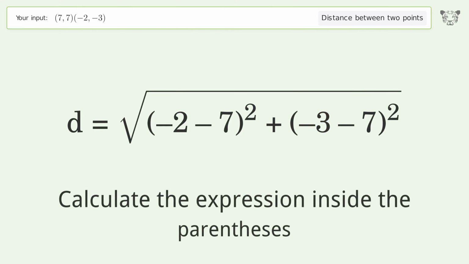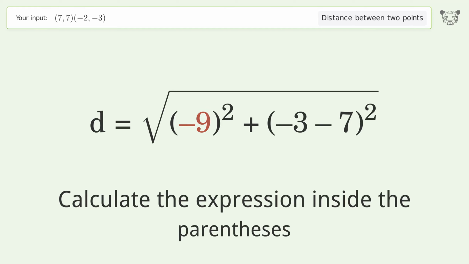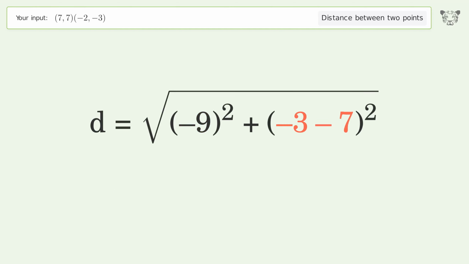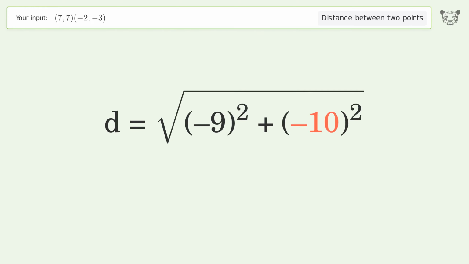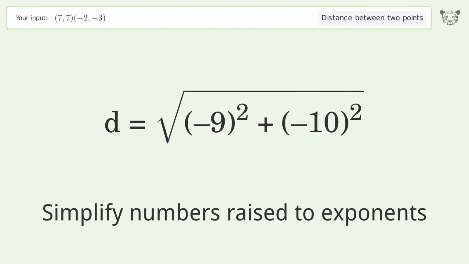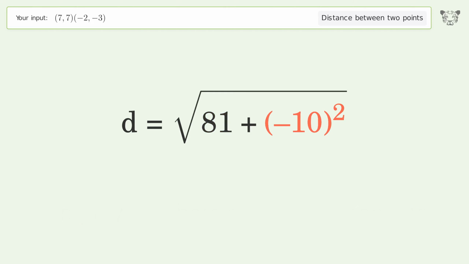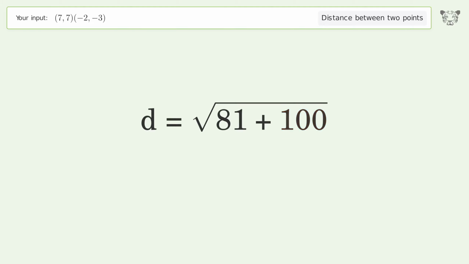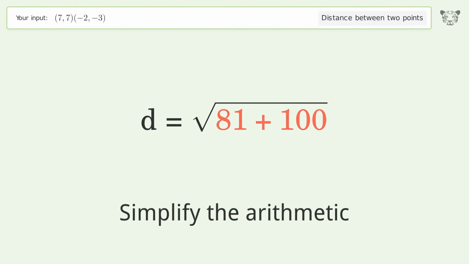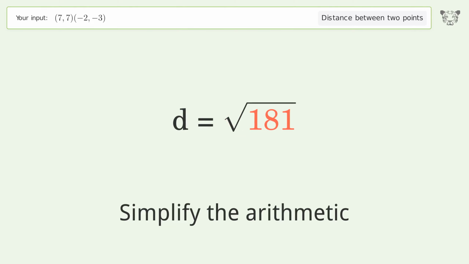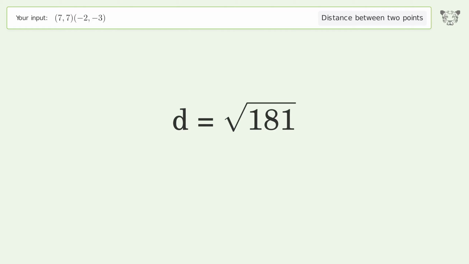Calculate the expression inside the parentheses. Simplify numbers raised to exponents. Simplify the arithmetic. And so the distance between the 2 points is the square root of 181, or 13.454.